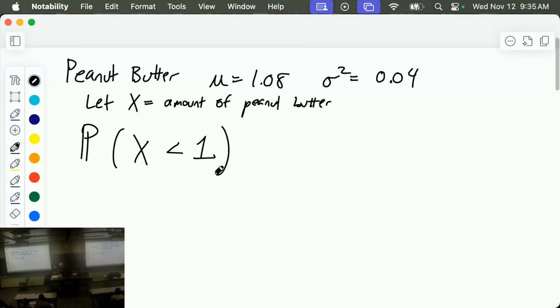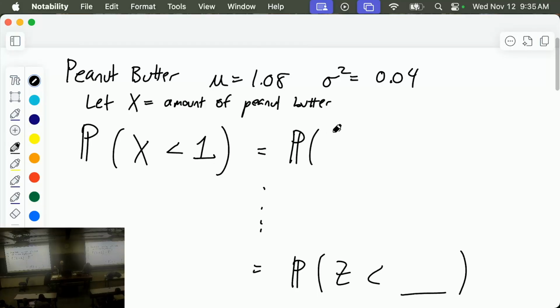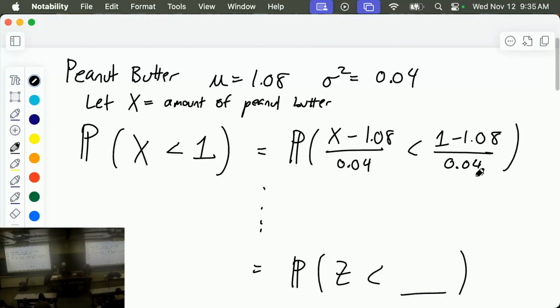And we're going to do a bunch of steps and turn this into the probability that Z is less than something. What I'm going to do is subtract the mean and divide. So the probability that x minus 1.08 is less than 1 minus 1.08. The nice thing about writing your probabilities out like this is you can do any operations you want inside the probability bracket, and I'm subtracting 1.08 from both. And then now I will divide by 0.04. And there you go. That was my hint.